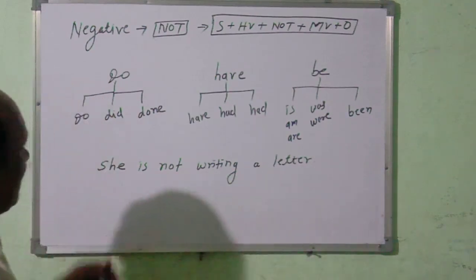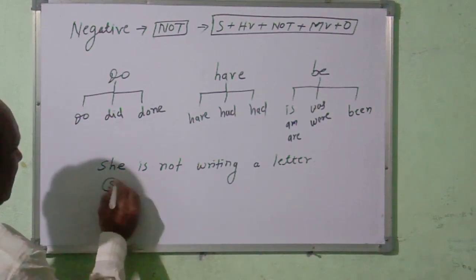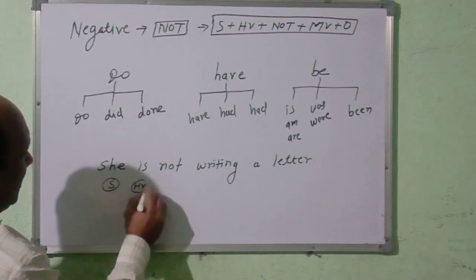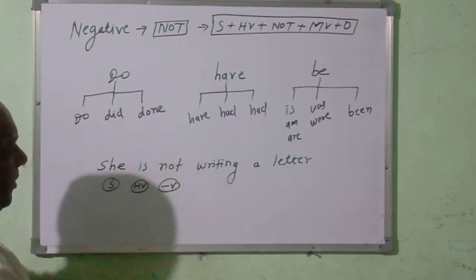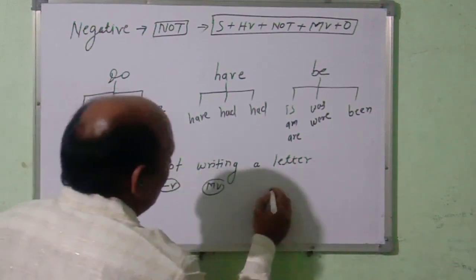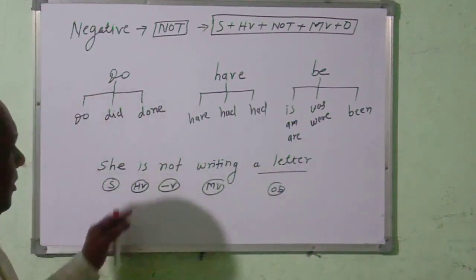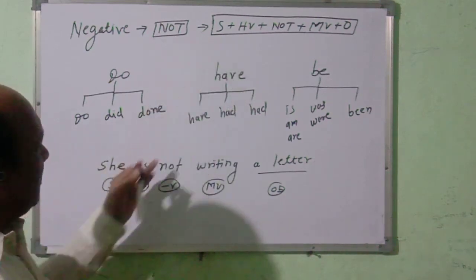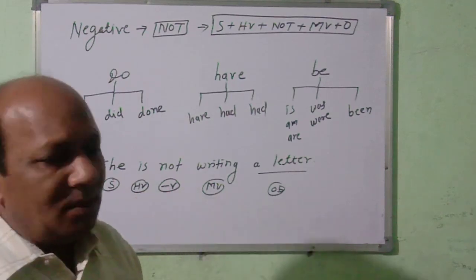We will see. She is the subject of the sentence. Is is the helping verb of the sentence. Not is the negative sense word. Writing is the main verb. A letter is the object of the sentence. So using this structure, we are going to create the negative sentence.